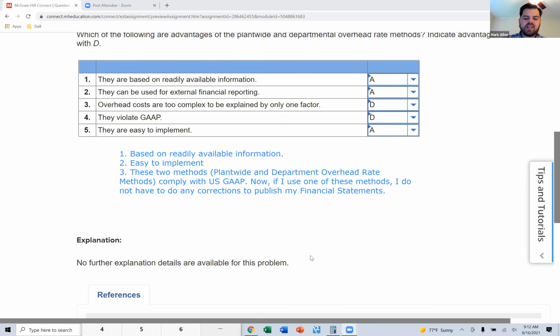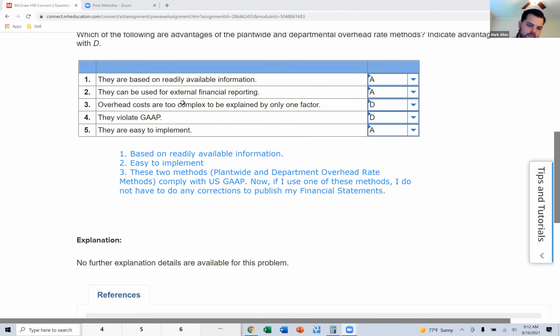Okay, so now that we've got the advantages listed, we can look at these and see, are these things that we said or are they not? The first thing: are these two methods based on readily available information? Yes, they are. That's point 1 that we've got down here. So of course that is an advantage. I'm not having to do a bunch of digging. I'm not having to set up a bunch of analysis. I've got the information. It's already available. I can use it to inform my decisions.